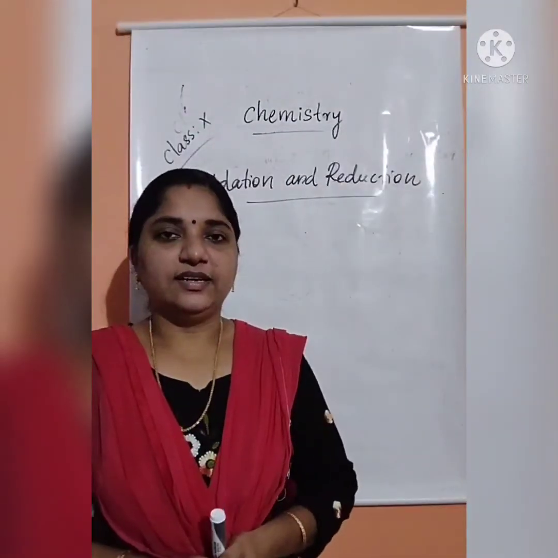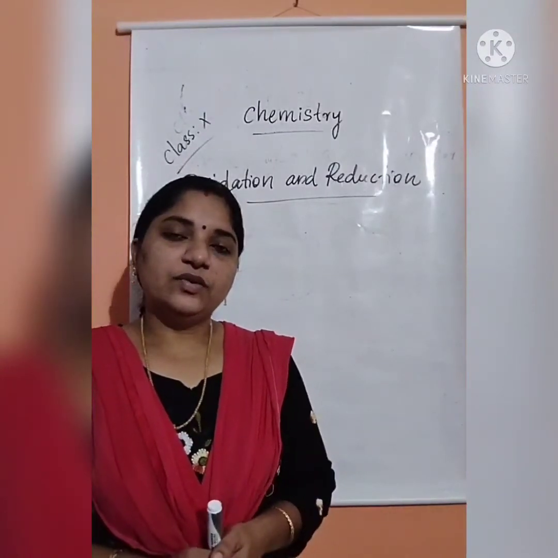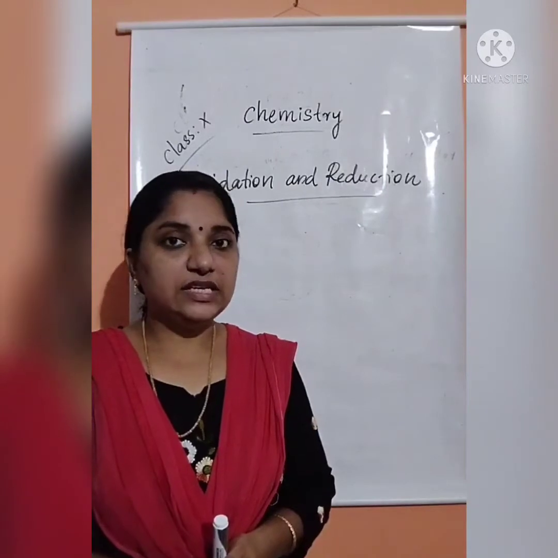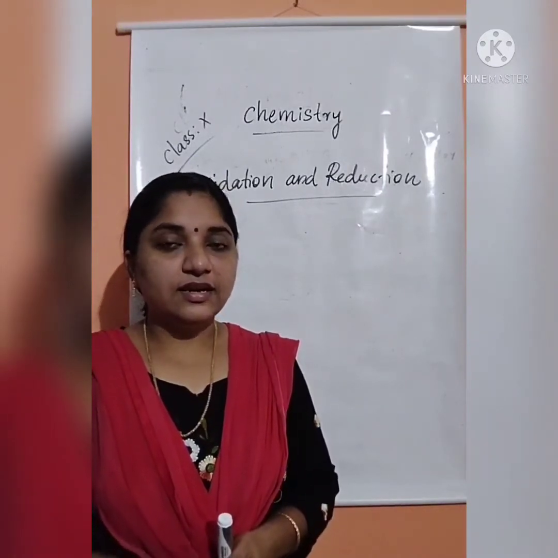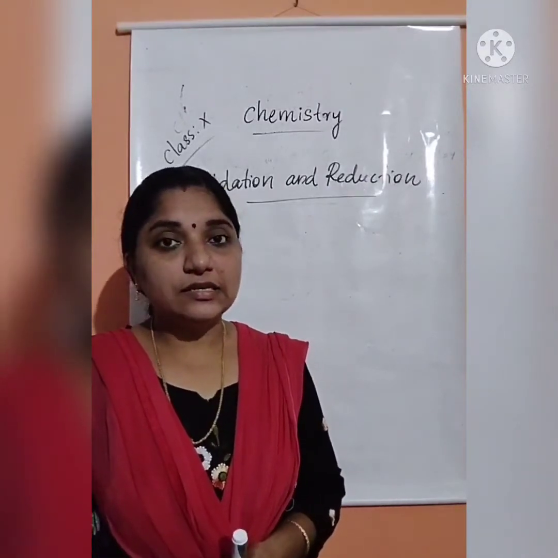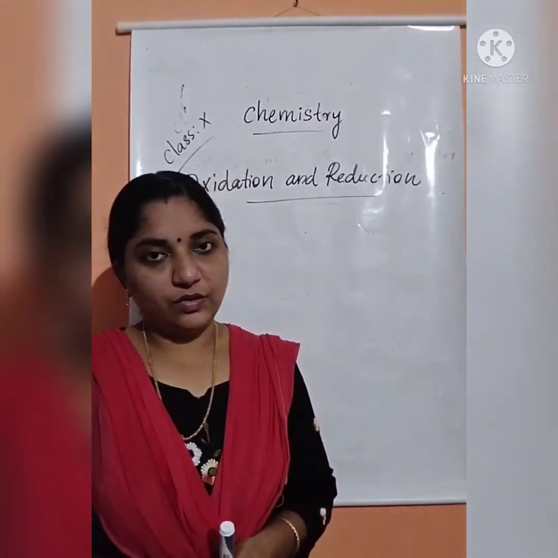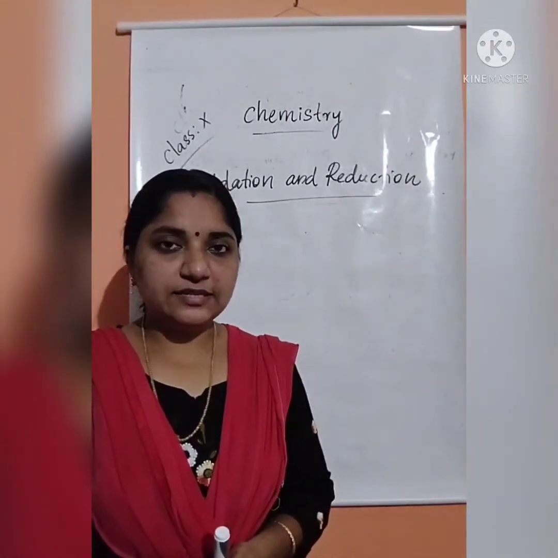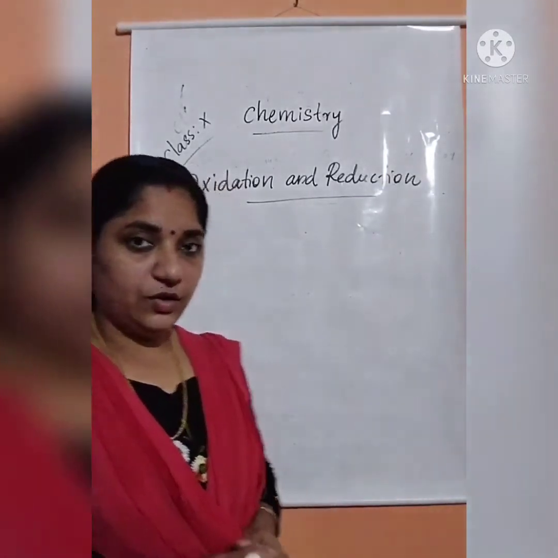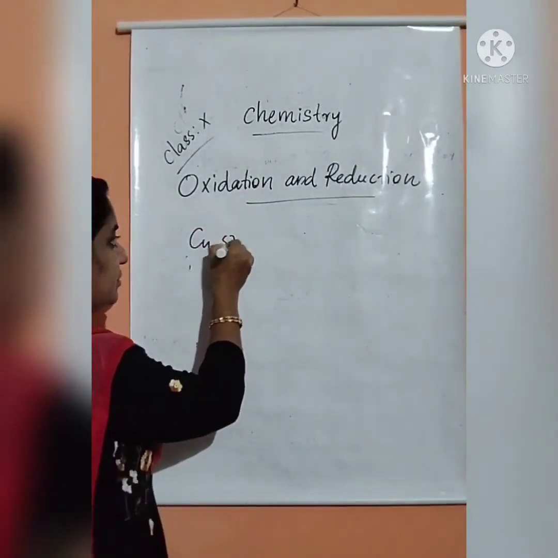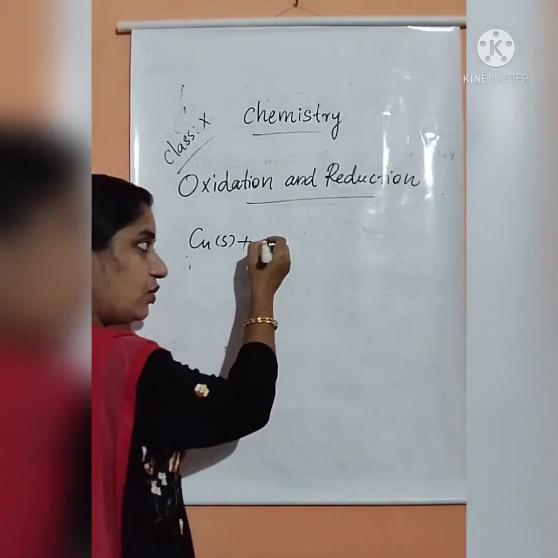Okay, children, listen here. We take some copper powder in a china dish and heat it. We can see that the brown color of the copper turns into black color, a black powder is formed. What is the reason for that? When we heat the copper powder, heating means the reaction with oxygen.